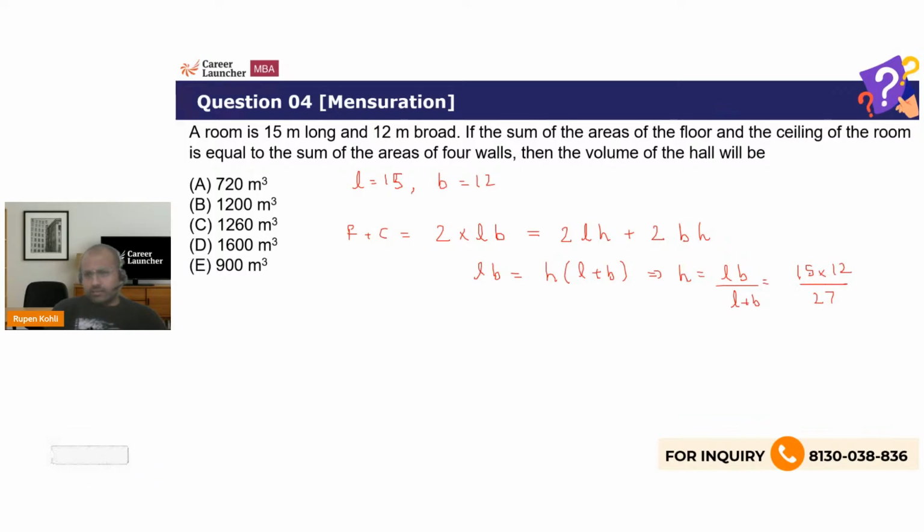I think 9 will get cancelled. From here, I'll get 5. From here, I'll get 4 on cancelling 3. So from here, I'll cancel 9. So this is 20 by 3 meters. So that is the height.